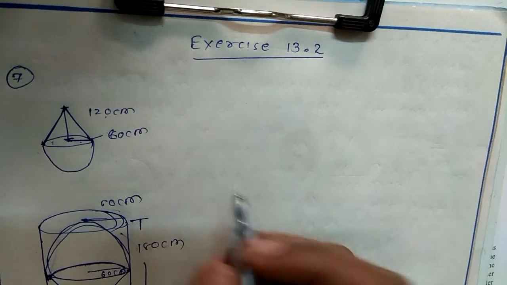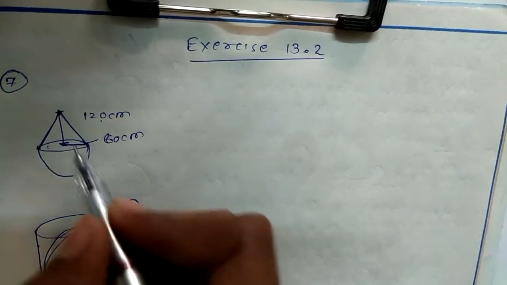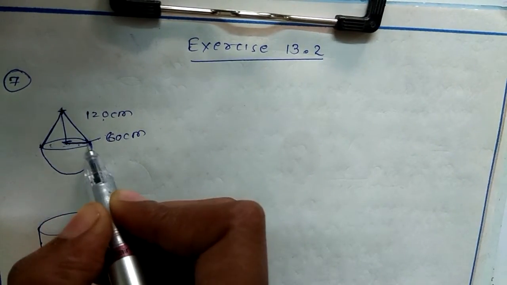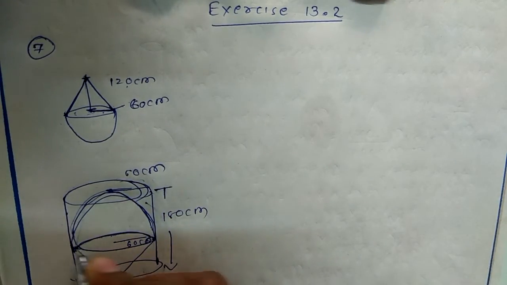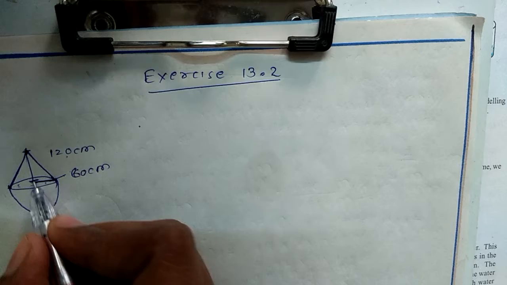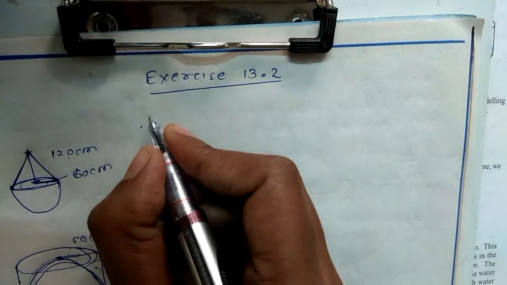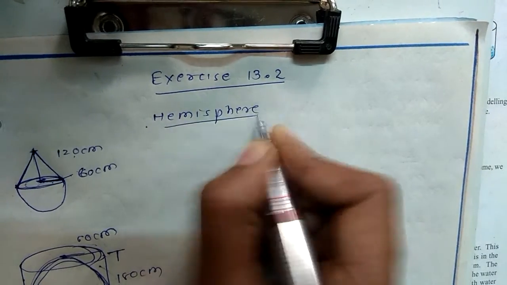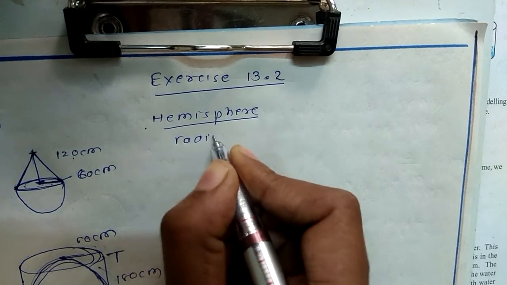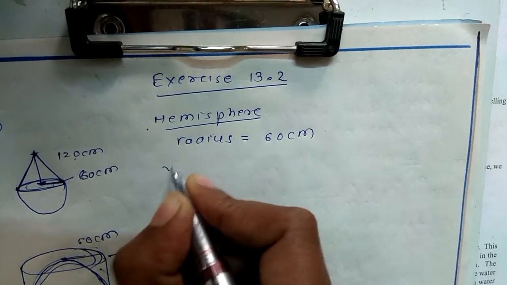If you write the given things, it will be very easy for the calculation. As I wrote everything given in this figure, first of all, we will find the volume of this hemisphere. For the hemisphere, only the radius is needed. It is given that the radius is 60 centimeter. So its volume we need to find out.